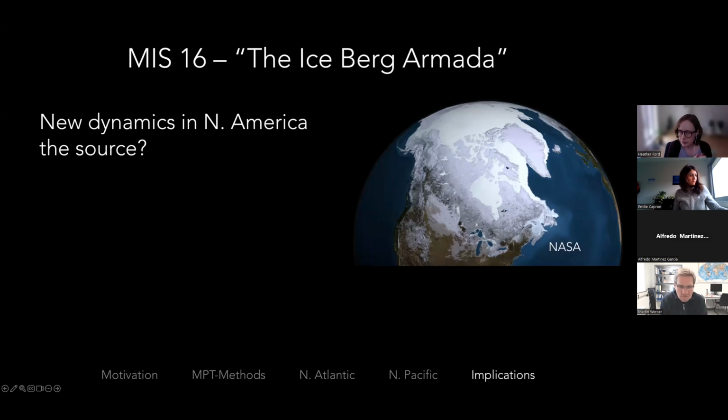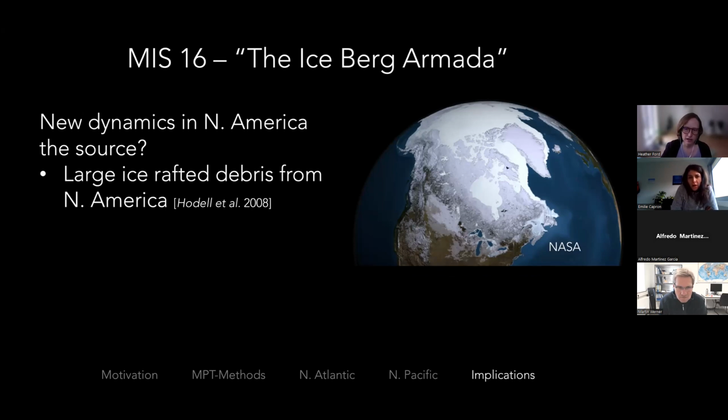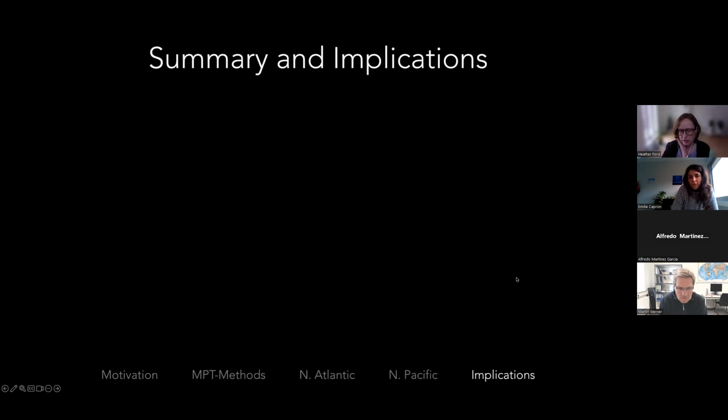It seems possibly that marine isotope stage 16 was related to changes in North America. Some ideas have been proposed. We know that there's large ice rafted debris in North America during this time, the so-called iceberg armadas. And so maybe this is related a little bit more with the ideas presented by Peter Clark. Is it you're going from slippery ice sheets to more stable ice sheets that allows them to grow a bit more? And again, this would impact the deep water formation in the North Atlantic.